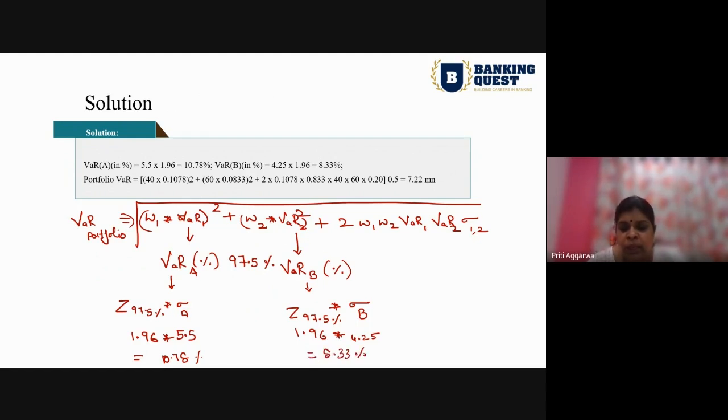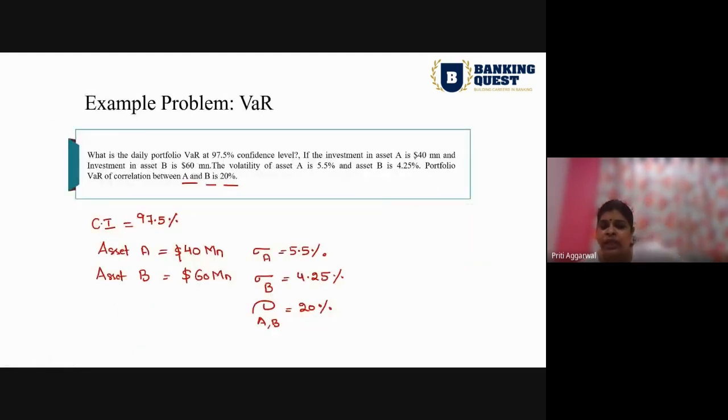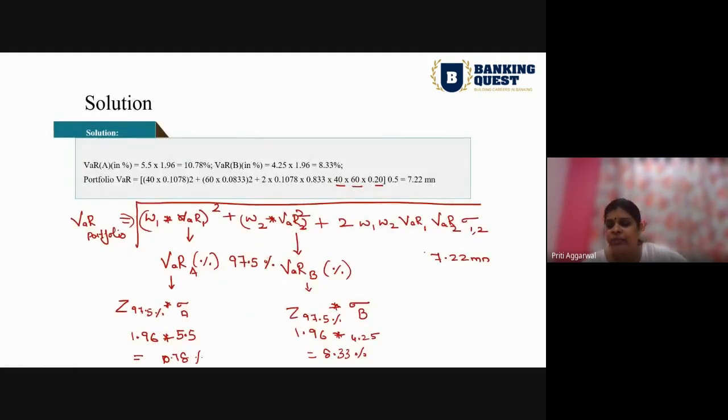So when I use these numbers and calculate my portfolio VAR, the VAR that comes to me is 7.22 million. Here I'm multiplying again with the weights, 40 and 60 are the weights, and this is the correlation coefficient. Once I get the VAR in percentage terms, I will multiply it with the notional value. Here they are saying it is 40 million in asset A and 60 million in asset B. So you will get 7.22 million as the VAR of your portfolio comprising A and B.